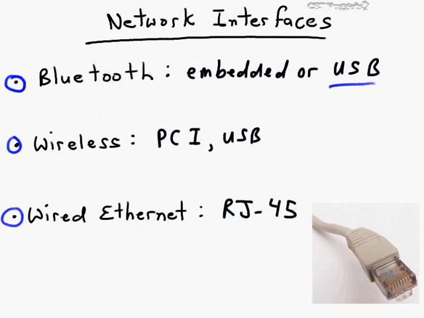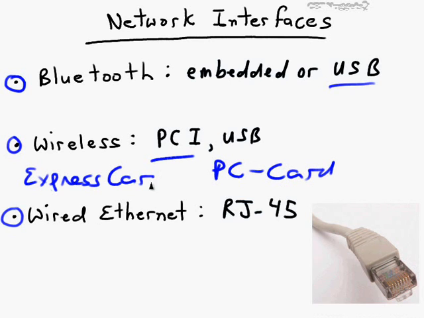That provides that Bluetooth interface. 802.11 wireless, the wireless interface cards, if they're internal, are going to use some variant of the PCI bus. External wireless cards can be put in laptops using what's called the PC card standard. They could use the Express card standard. We're going to learn about that a little bit later, so hang on to your hats. And there are even USB wireless adapters.